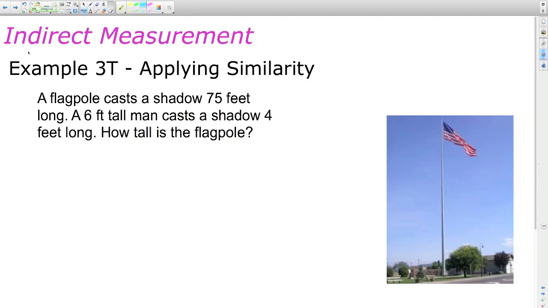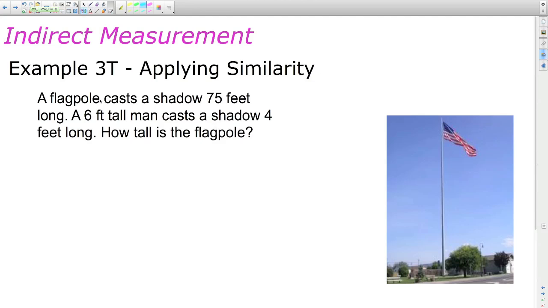Here we're going to be talking about some indirect measurement. Example 3, applying similarity. A flagpole casts a shadow of 75 feet long. A 6-foot man casts a shadow 4 feet long. How tall is the flagpole? Well, let's take a look at what we can do here. Now let's take a look at what we're given.